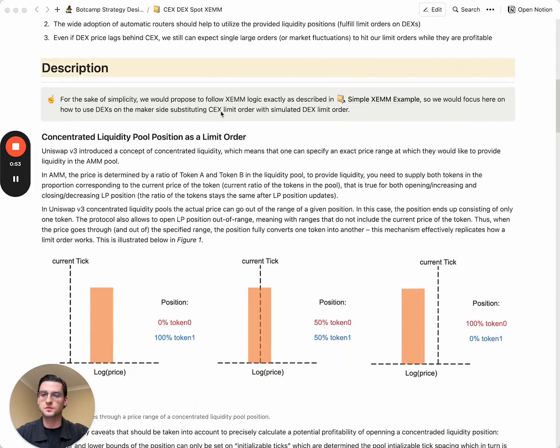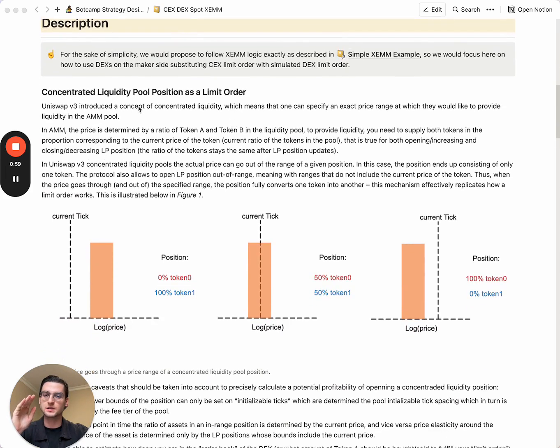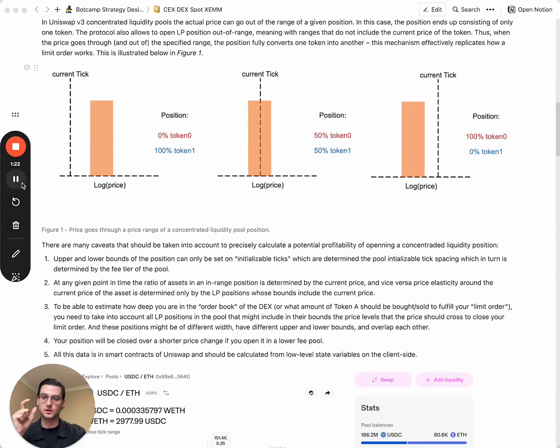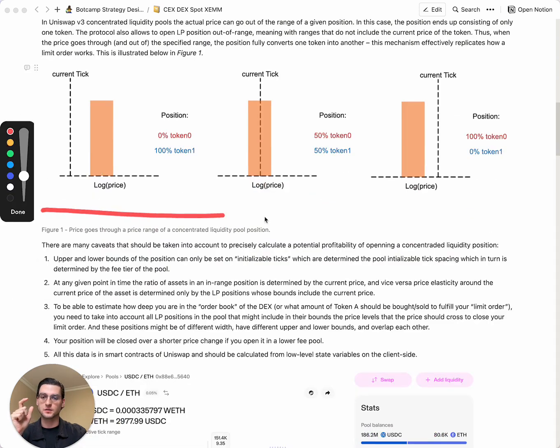So a little bit of background on how this works. The idea is that concentrated liquidity, which was introduced in Uniswap v3, allows you to specify a range of prices for which you will provide liquidity. And when the price goes out of those ranges, you end up with your position being just one of the tokens in the pool.